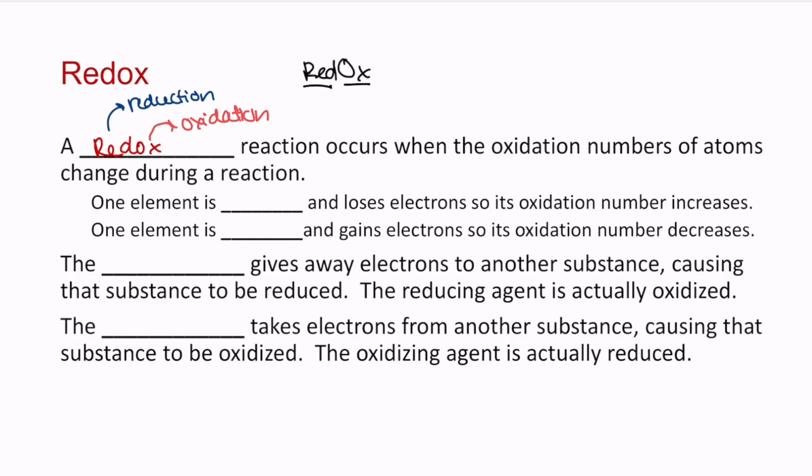Now, one element is oxidized and it loses electrons, so its oxidation number is going to increase. One element is reduced. So that means it's gaining electrons and the oxidation number is going to decrease.